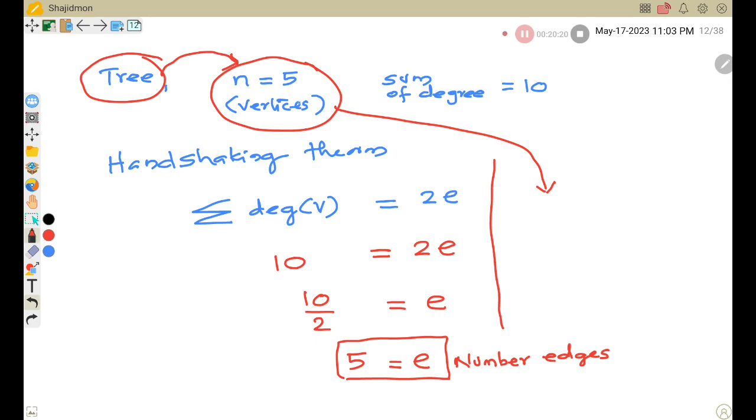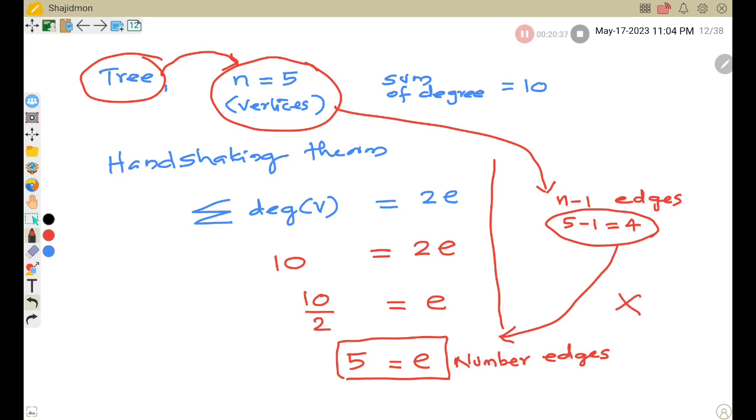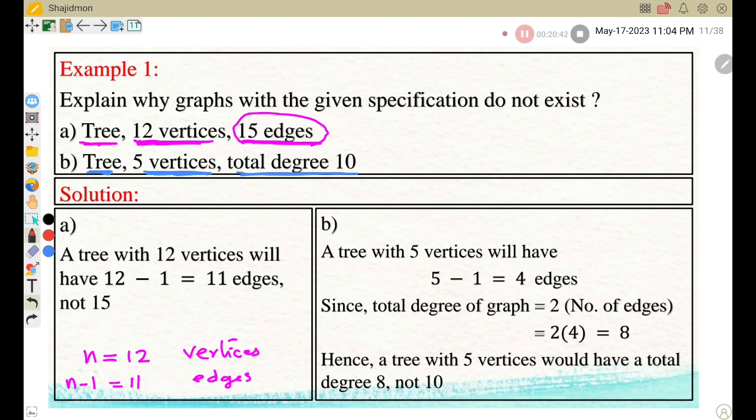So number of vertices 5 means n minus 1 edges should be there, correct? N minus 1 edges means 5 minus 1 edges. That means only 4 is possible, correct? But what answer did we get here? 5. It is wrong. 5 is not possible. So a tree with this specification does not exist.